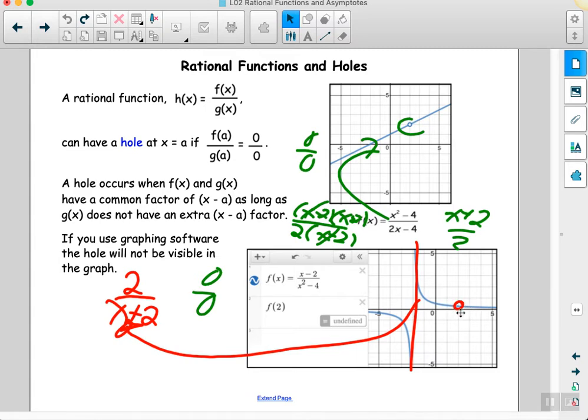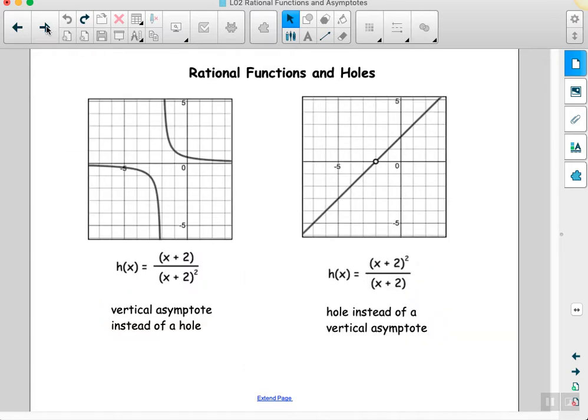So you have to be careful when you use graphing software. I am showing you here, I plugged in f at 2. F at 2 was coming back in as undefined. Okay, moving forward to summarize. So in this particular case, x plus 2 over x plus 2 all squared. Look what's happening at 2.